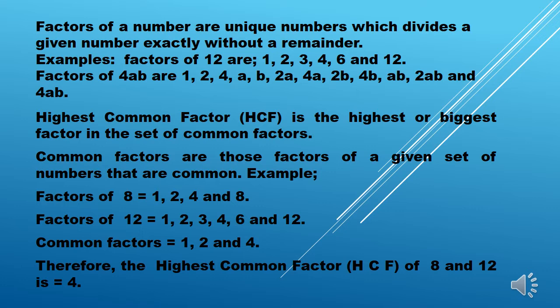The next number, 8, also appears in 8, but it's not in 12. So 8 is not a common factor. 12 is also not a common factor because 12 is not a factor of 8. So those numbers that find themselves in both numbers are the common factors of 8 and 12.